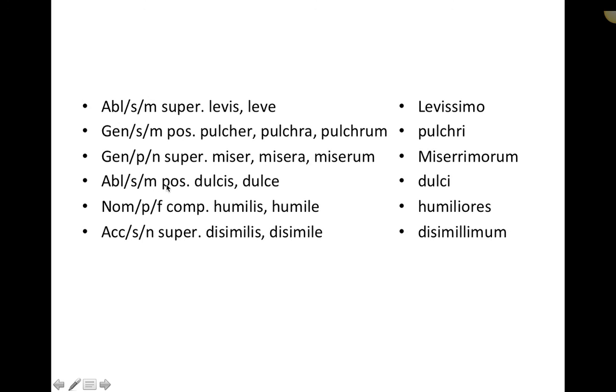Notice that dulcis, dulce is a positive adjective. You're using third declension adjective endings, which is why this one's an i instead of that e. If it was comparative, it would have been an e.